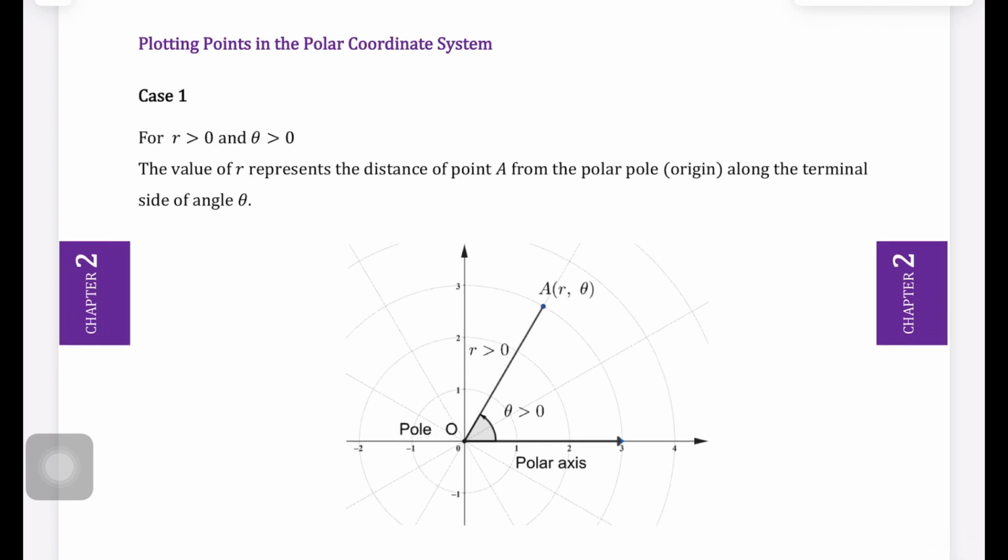Now let's see case 1. This is when your r is positive and your theta is also positive. When you want to graph r theta in polar coordinates, first of all, you must focus on theta first. So let's read our theta. Theta is positive like this. And for r positive, wherever you stop, that is the terminal line. You will stop there. So this is how to plot positive r and positive angle.